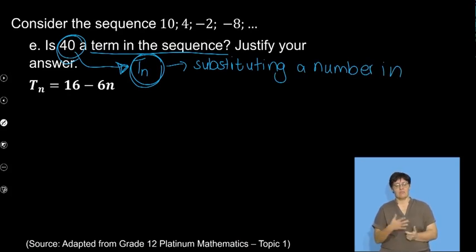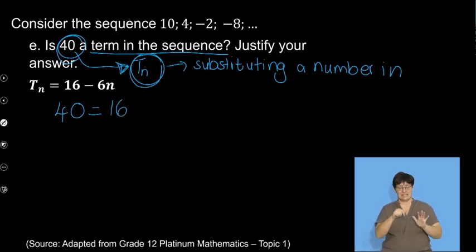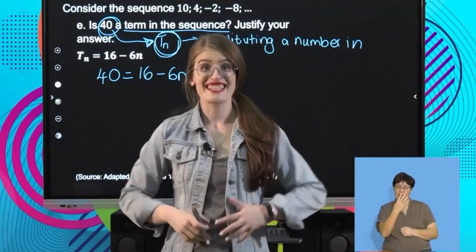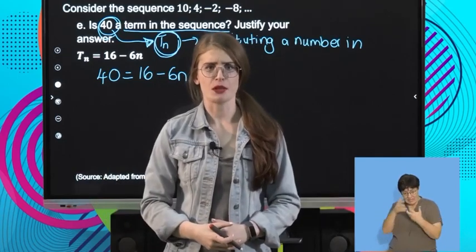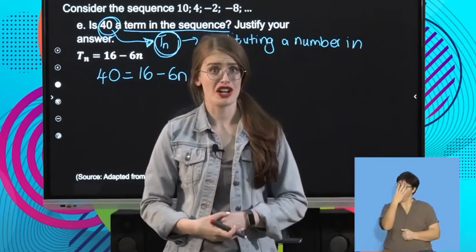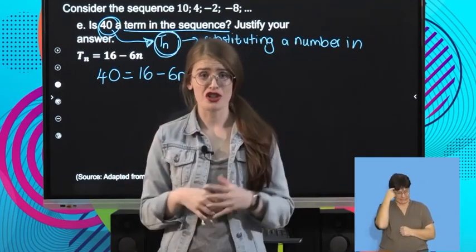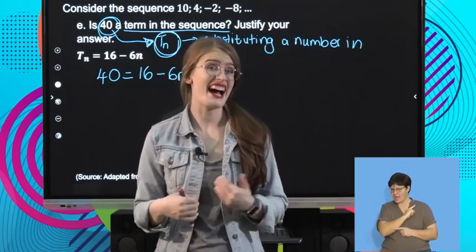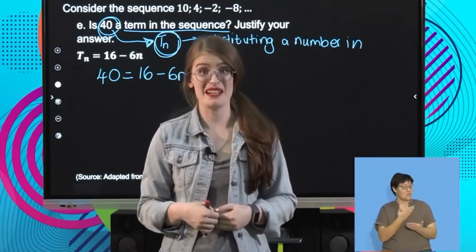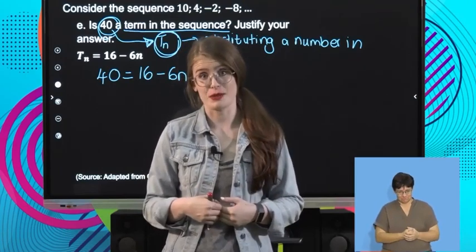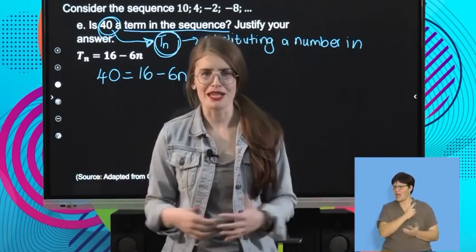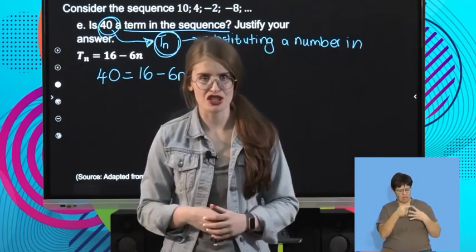So I'm actually going to substitute in 40 for Tn is equal to 16 minus 6n. Something that I do want to point out to everyone is I'm asked, is this a term in my actual sequence? The fact that the question is asking me whether it is actually going to be a term should get some of our cogs turning, because this is hinting at us that there is the possibility that it's not a term in our sequence. But why would it not be a term in our sequence? What are the possible conditions?